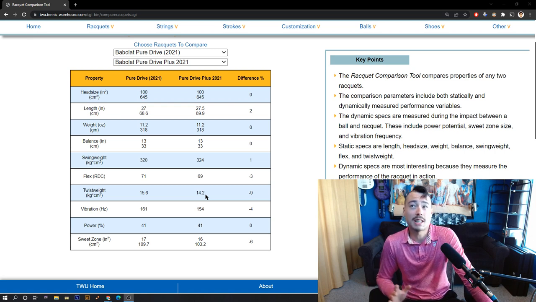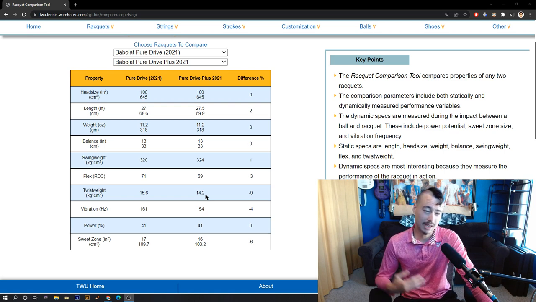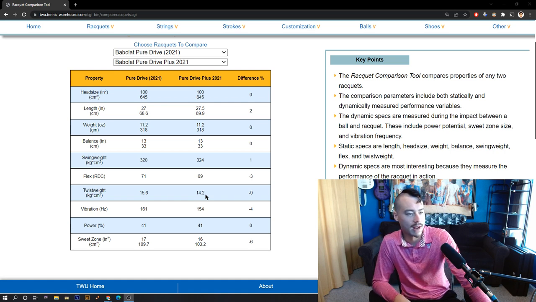But at that point in my racket journey, I feel like my impression was so defined by 16 gauge strings across all the rackets. So I've actually gone back a little bit and given some of these rackets a second chance. So I'm going to talk about that a little bit more in my racket update video.